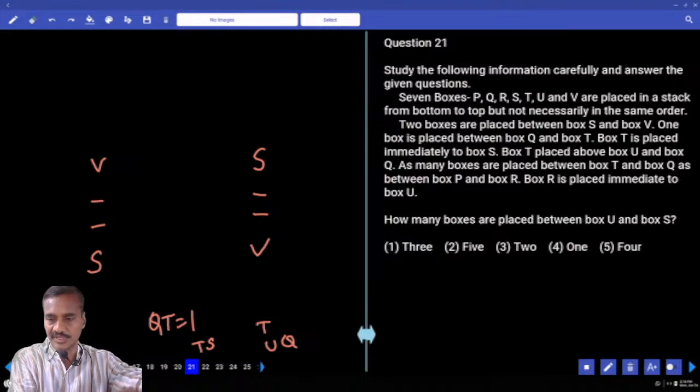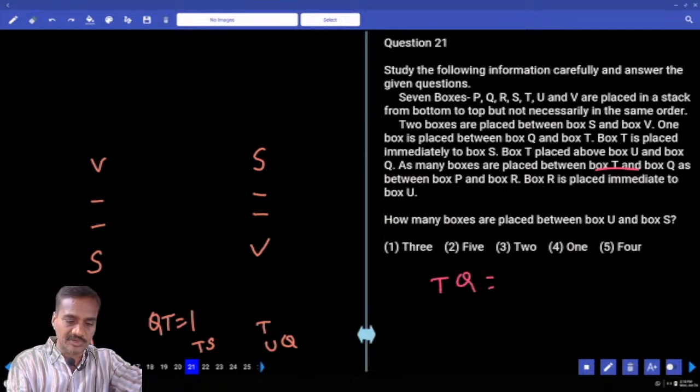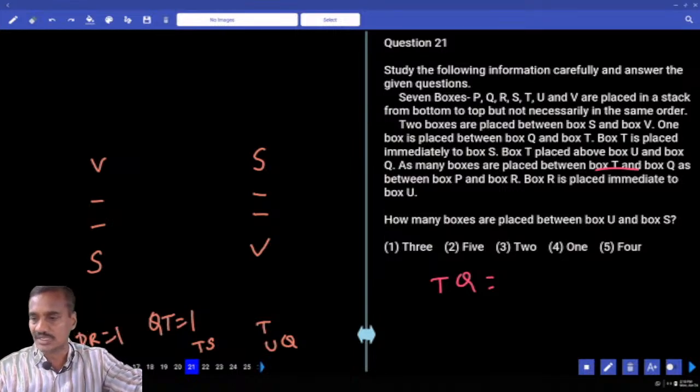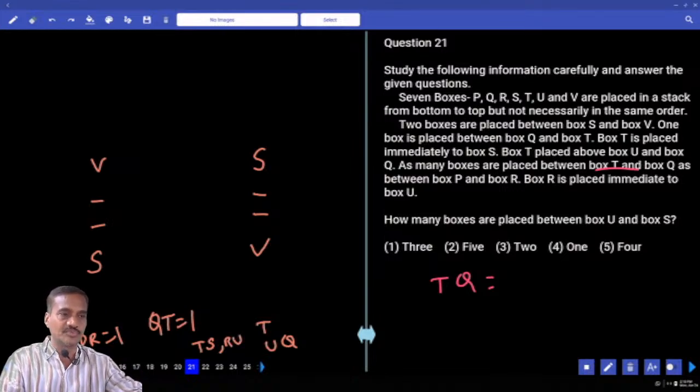Then the next one: as many boxes are between T and Q as between P and R. That means between T and Q there is one. Now between P and R also we need to have exactly one. R is placed immediate to U. So T and S are adjacent, and R and U are also adjacent. I hope you get the information.